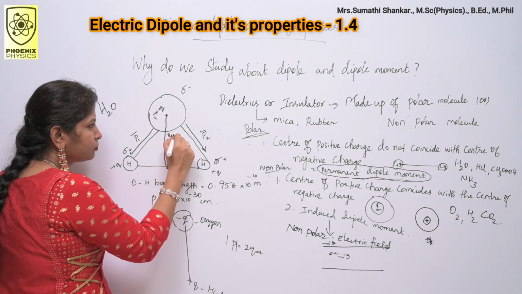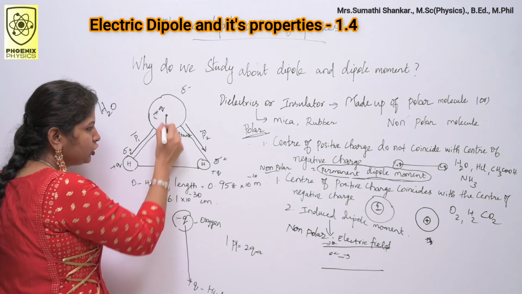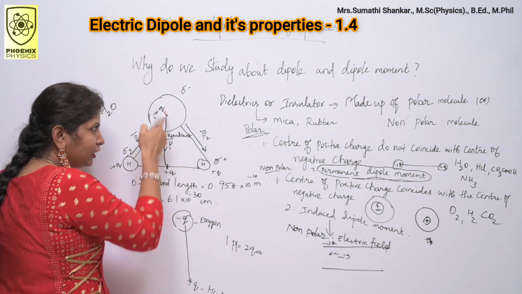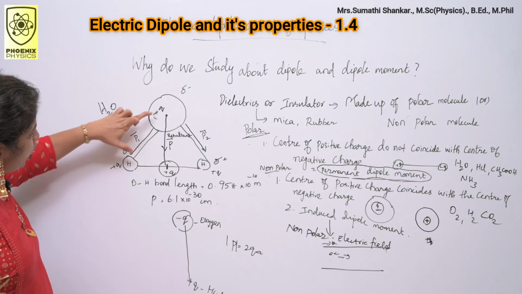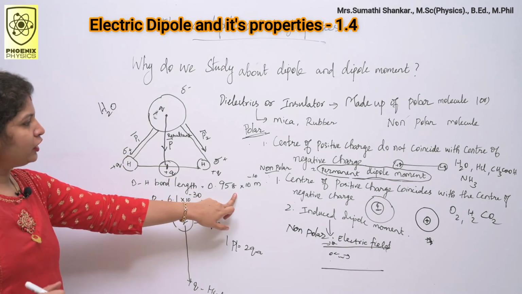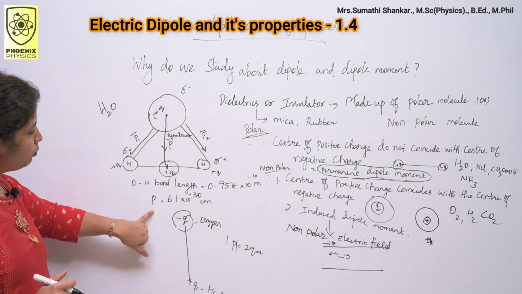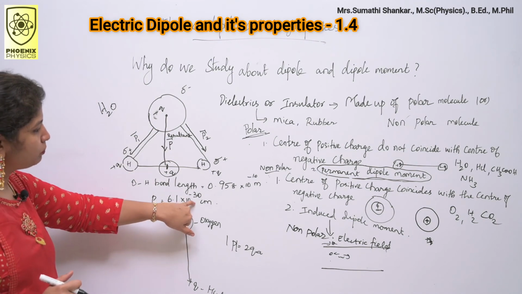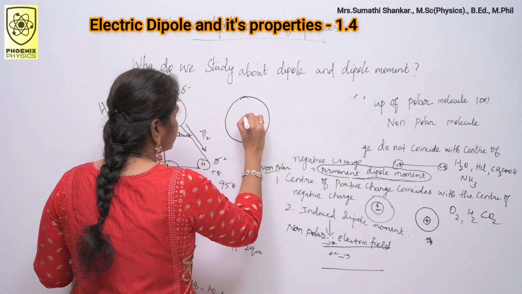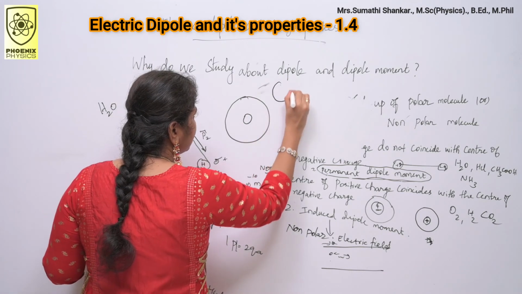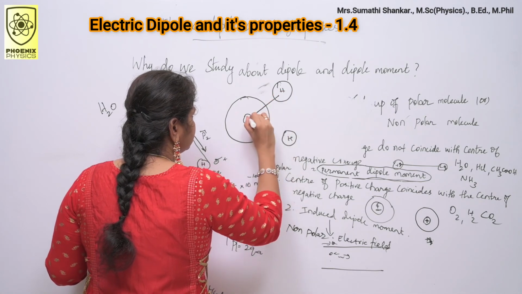This is the resultant dipole moment P. The direction is from minus Q to plus Q, because this is the center of the negative charge. This is the center of the positive charge. The bond length between O and H is 0.958 times 10 to the power of minus 10 meter, and the resultant dipole moment is equal to 6.1 times 10 to the power of minus 30 coulomb meter. In your book, the diagram is given like this. This is the oxygen atom and this is a hydrogen atom and this is a hydrogen atom. The diagram is like this.